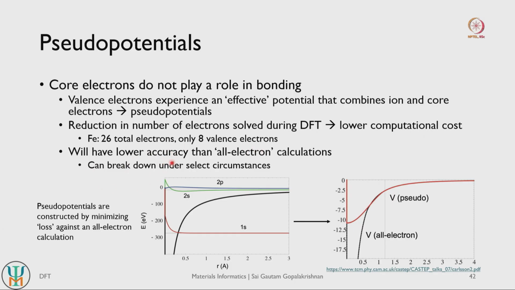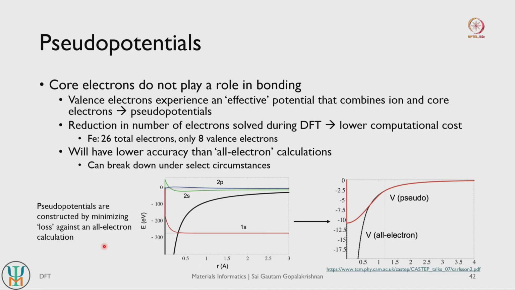And pseudo potentials can also break down under select circumstances, especially when you have very short interatomic distances or bond lengths under especially high pressure scenarios, or if you have atoms that are moving very rapidly under very high temperature scenarios, your pseudo potentials can also break down under those circumstances.